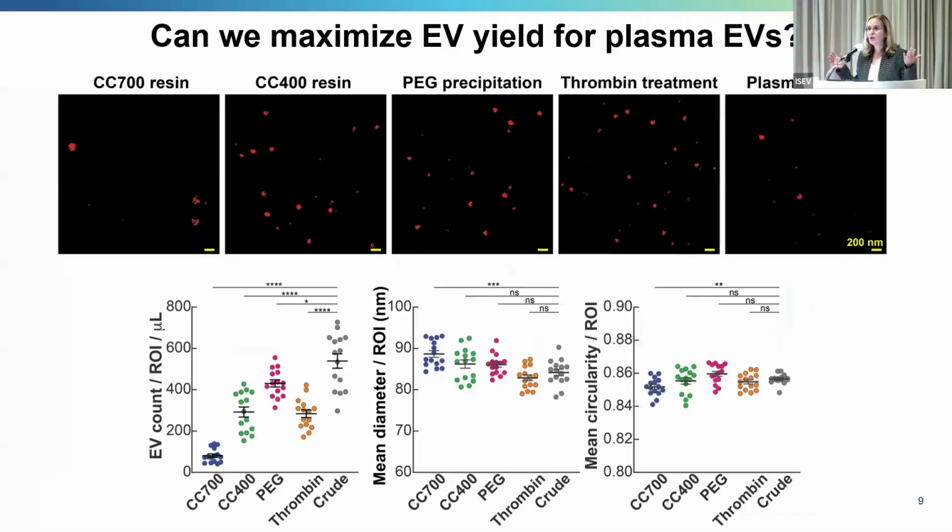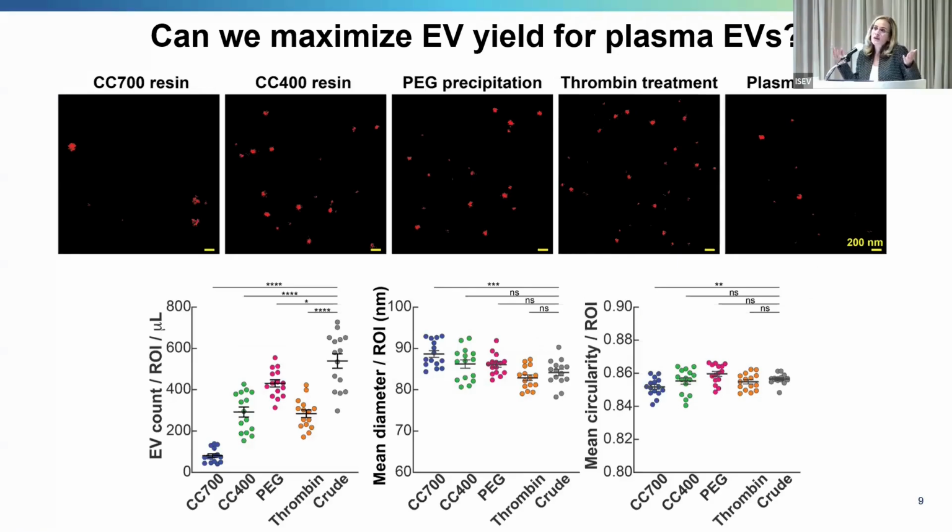Okay, so I need to get more EVs on my samples. We are always in a rush to get more EVs. So let's look at other methods. And this is exactly what we recently did. We looked at Captocore resin, 700 and 400, PEG precipitation, thrombin treatment, and just pure plasma dilution.